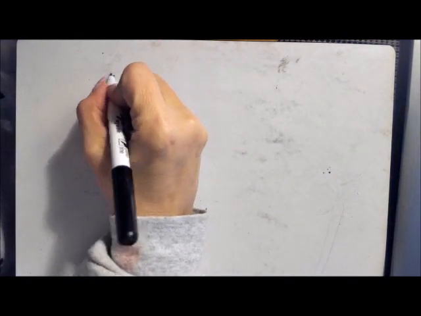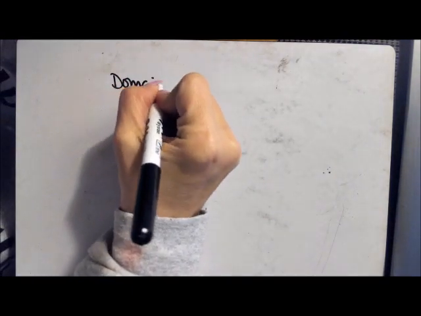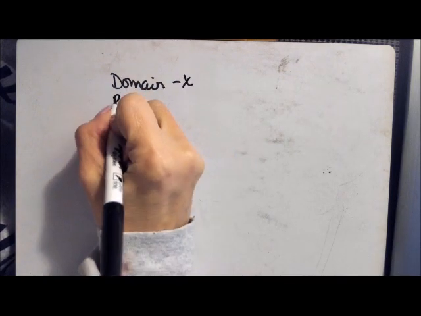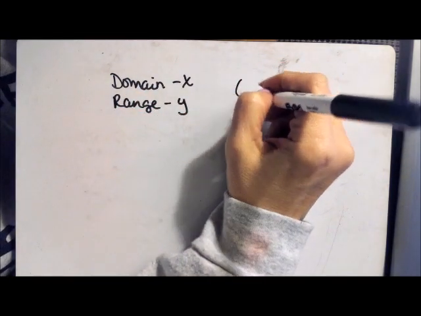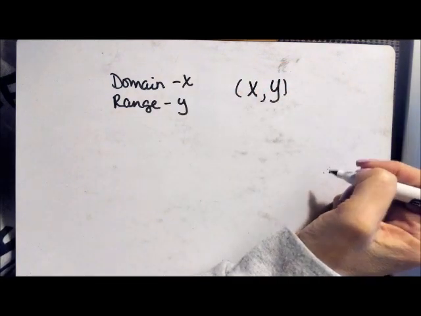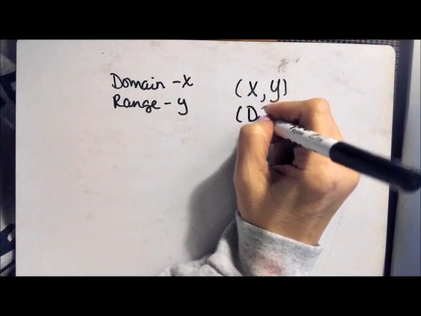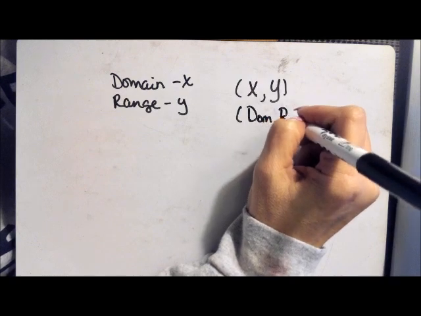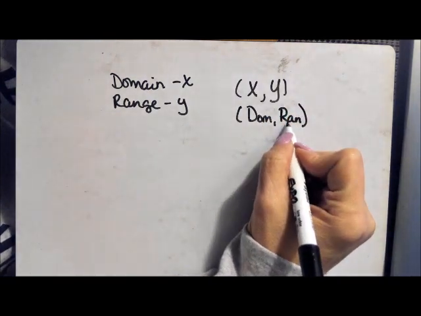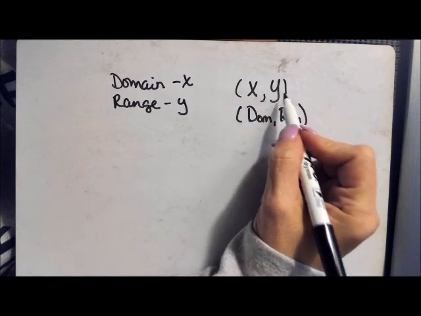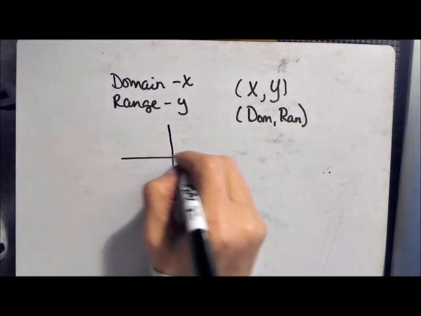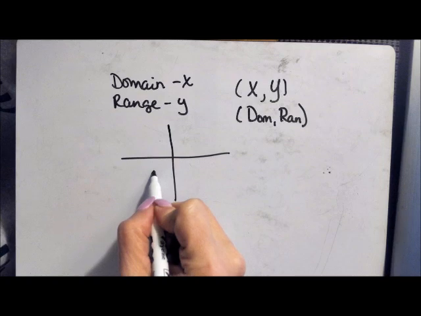So domain and range, domain is the x and range is the y. How do you keep that straight? Well, remember when you're graphing, you do x comma y, and with domain, D comes before the R alphabetically as X does. So domain is the X, range is the Y. Things you will notice when you do domain and range.